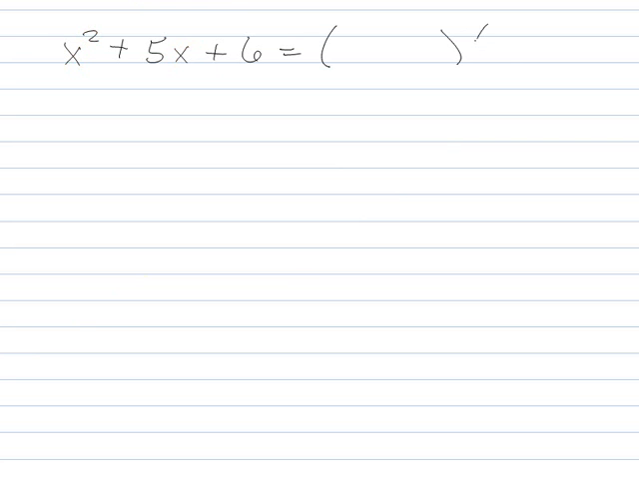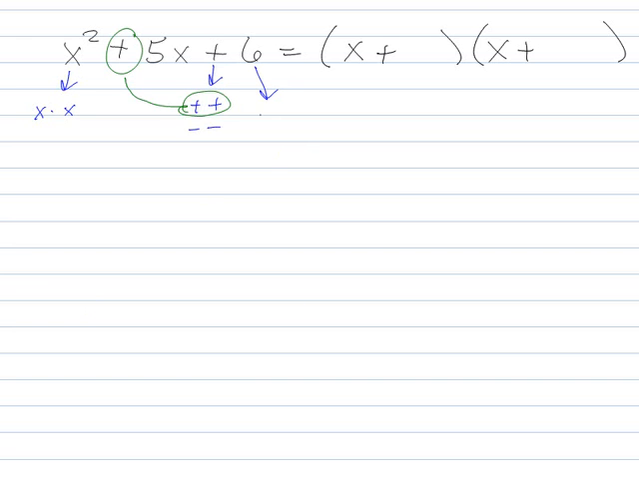So we're going to set up our parentheses so they're ready to go. Start here. The only way to get an x squared is with an x and an x. So x, x. For this to be positive, they either have to both be positive or both be negative. But since the number in the middle is positive, we're going to go with two positives. Positive, positive.